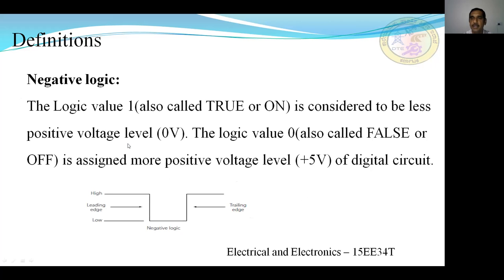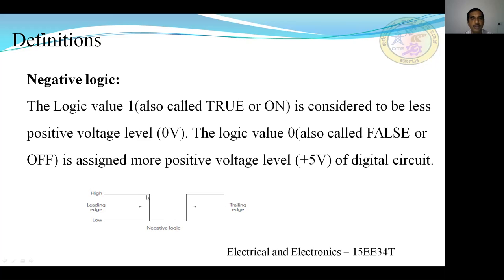Similarly, negative logic is the reverse of positive logic. There, 1 refers to plus 5 volts. Here in negative logic, logic value 1 refers to 0 volts. Similarly, logic value 0 refers to plus 5 volts in negative logic. So this is negative logic, just the reverse of positive logic, with high and low states.